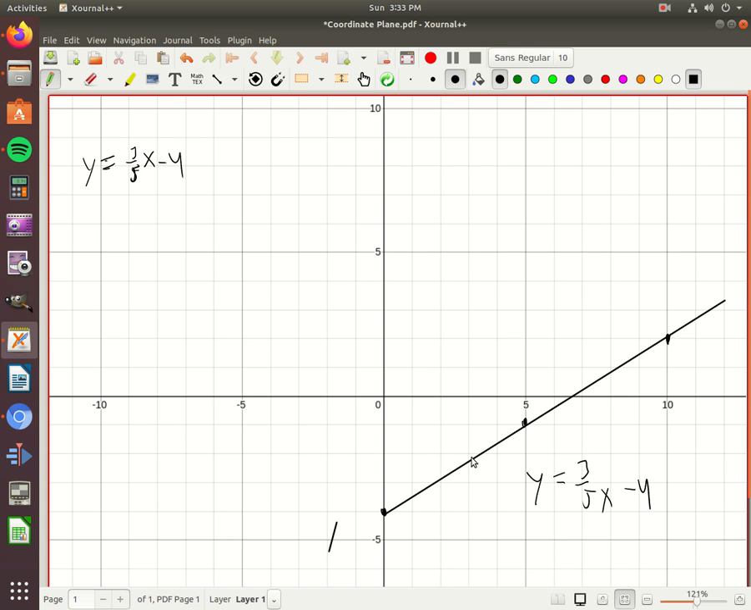Then they said to translate this up 5. We don't really need patty paper to do that. If I want to move it up 5, I'll move this point up 5, this point up 5, and this point up 5. You're going to see I've essentially accomplished the same thing, and obviously I can get the equation of this line.